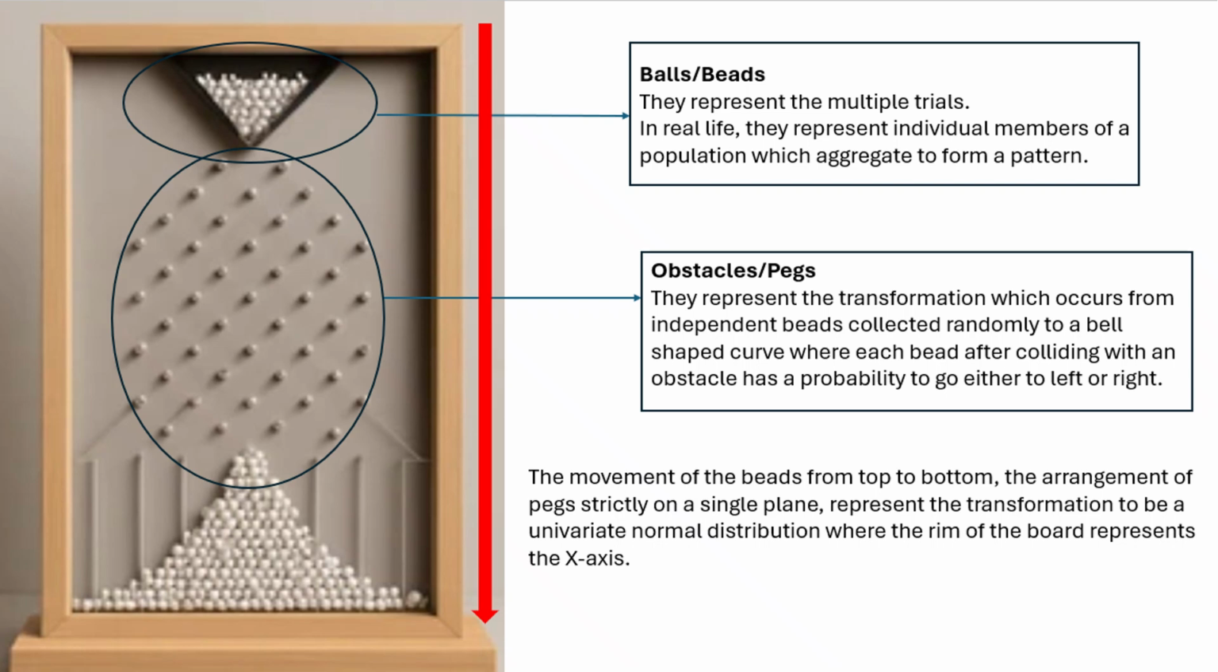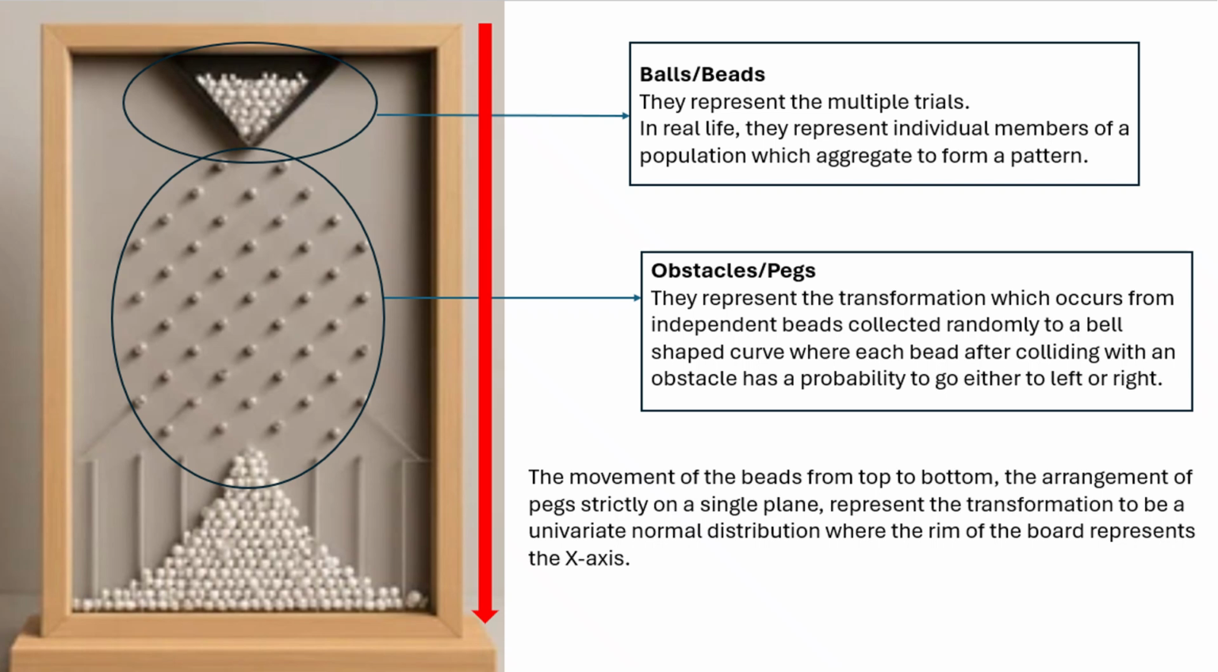These obstacles, which are also known as pegs, represent the transformation which occurs from independent beads collected randomly to a bell-shaped curve. Each bead slides down through the narrow channel and collides with an obstacle, and after the collision, at least on this Galton board, it has two options: either to bounce to the right or to the left. And this bouncing to the right or the left is the actual transformation.